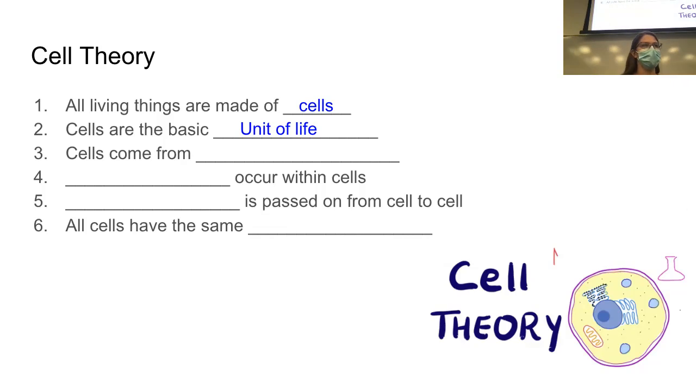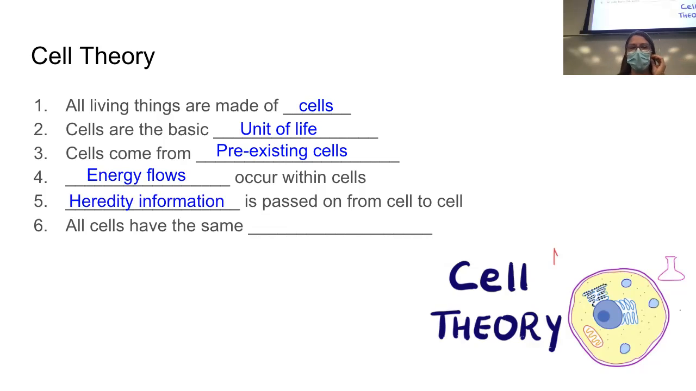All cells come from where or what? Great, pre-existing cells. This one might be a little weirder unless you've been up with it, but what occurred within cells? I'll give you this one because it's gonna be weird to come, energy flow. So that's gonna occur within the cells. What is passed on from one cell to another? It's a certain kind of information, traits, DNA, sure, kind of both hereditary information, but those are all kind of clumped into the same idea. And then all cells have the same what? What do they all have in common?